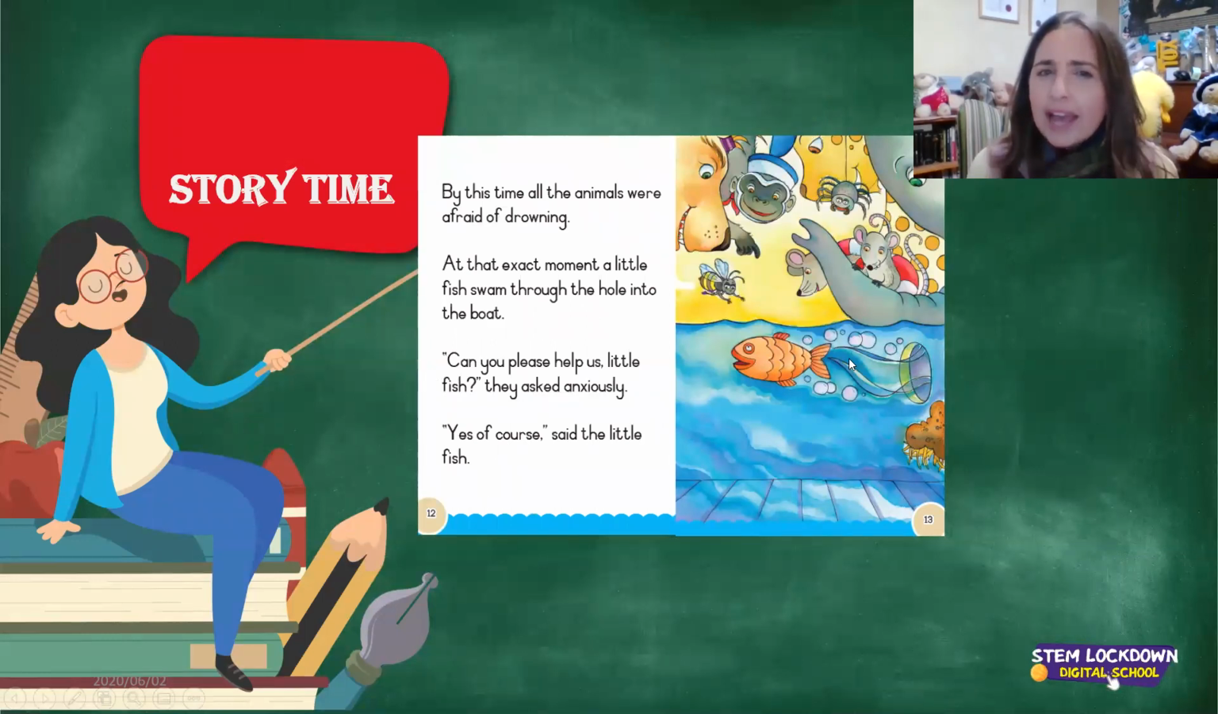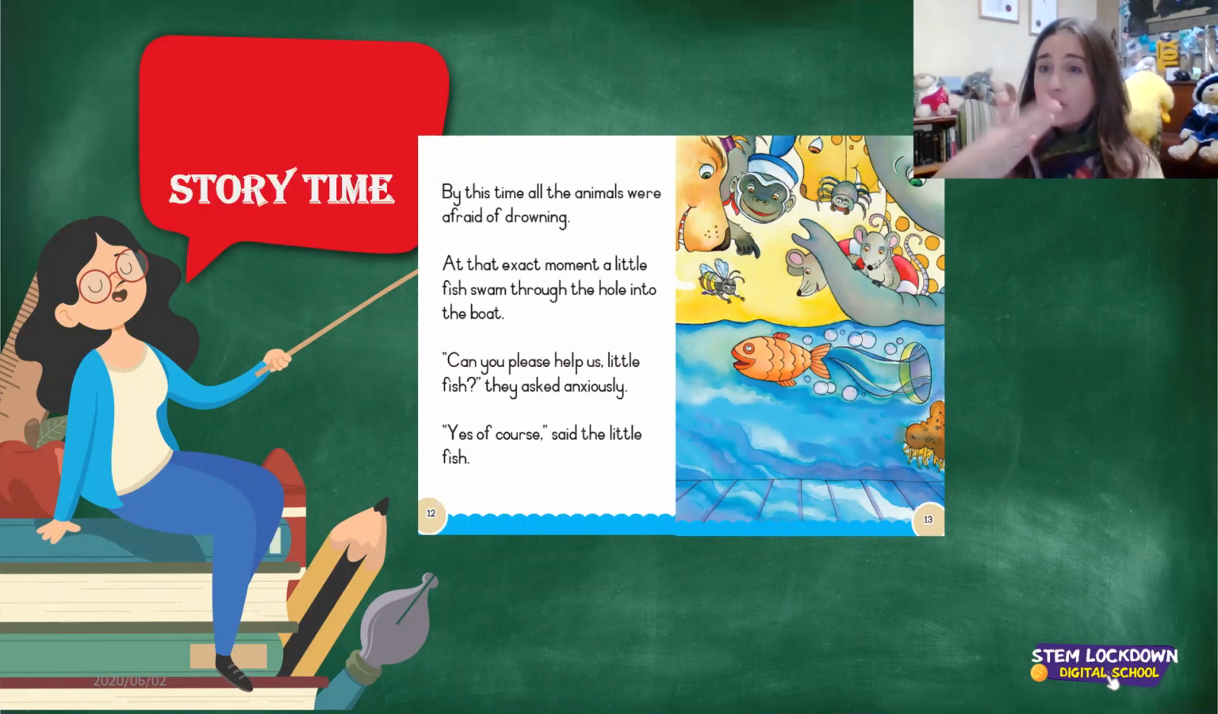By this time, all the animals were afraid of drowning. Oh no. At that exact moment, a little fish, can you make your fish? Came through the hole of the boat. It swam through. "Can you please help us, little fish?" they asked. "Yes, of course," said the little fish. Let me see fish hands. Can you be fishies?